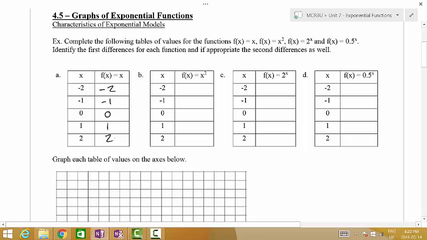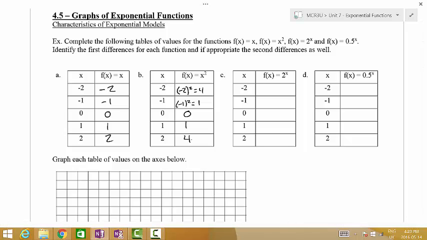The second one, b, we have f of x equals x squared. So we're squaring all of those values, and this is kind of the basic parabola that we looked at. So we know it's 4, 1, 0, 1, 4.